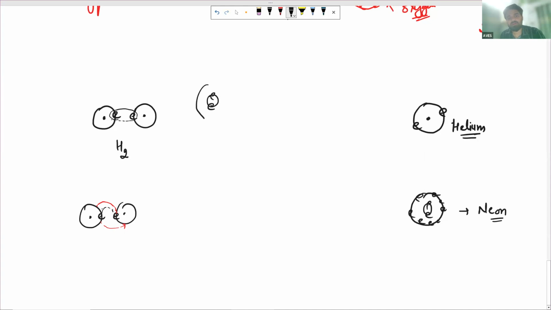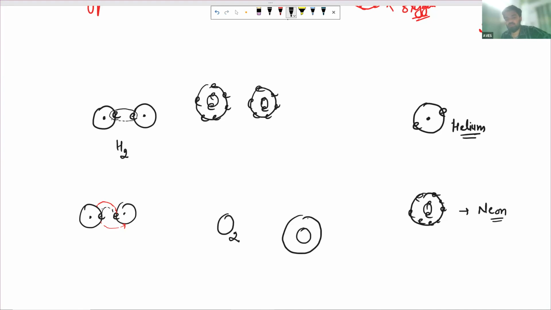So this is one oxygen atom: 1, 2, 3, 4, 5, 6. And here is another oxygen atom: 1, 2, 3, 4, 5, 6. Now, oxygen also does not exist in its individual form. It exists in the form of O2. Why O2? Because oxygen has 6 electrons in its outermost shell, and it wants to have the nearest noble gas electronic configuration, that of neon. So it will combine with another oxygen atom.